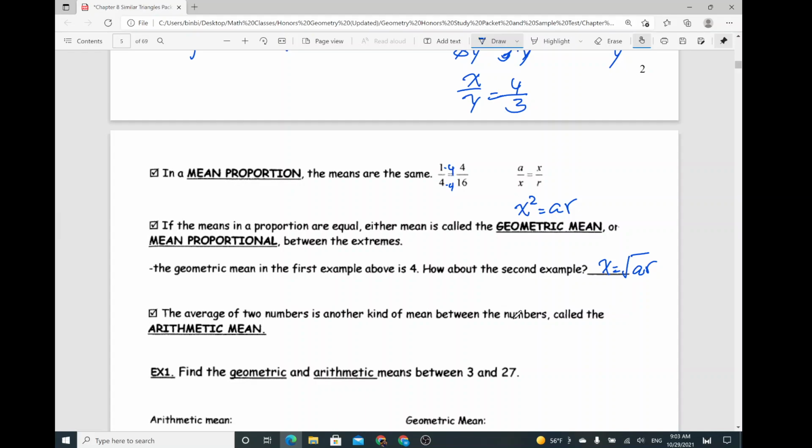Okay. And the average of two numbers is another kind of mean between the numbers, the so-called arithmetic mean. So the arithmetic mean is just like finding the average of two numbers. Let's say we have x1, x2. In order to find the average of those two numbers, we just combine them together and then divide by 2. It's just like the way we find a midpoint.